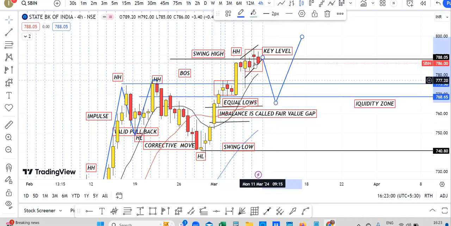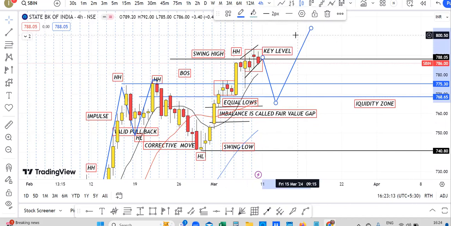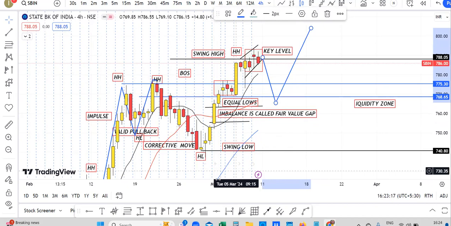Then it becomes a valid pullback. If it comes here, you will be seeing a valid pullback in this area, and the market may continue to move higher to form the next higher high. Since it is in an uptrend, though this is a swing low, another higher low can be formed, since we are identifying the liquidity zones.